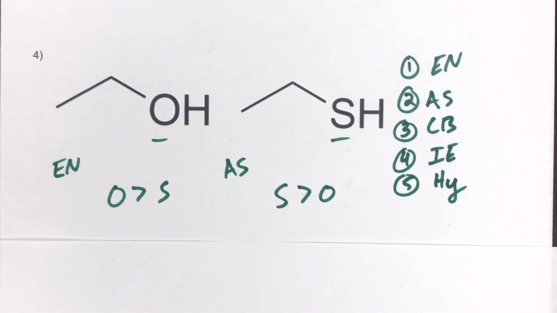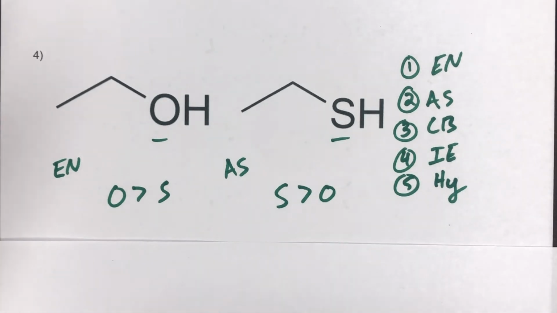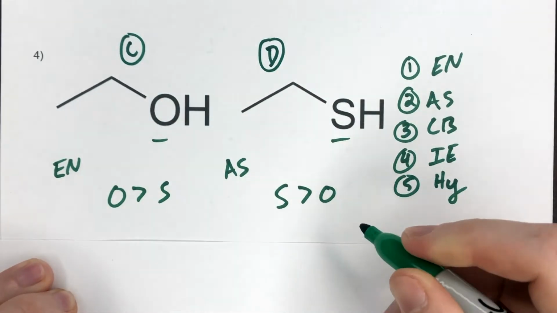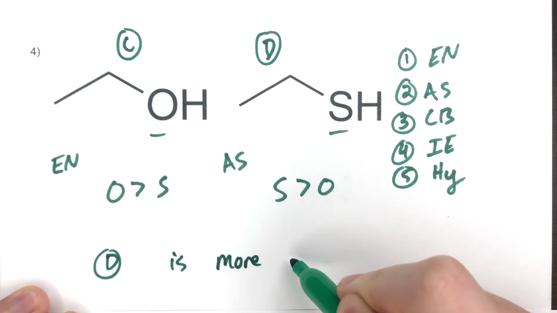Okay, so now this question essentially becomes: is the electronegativity difference more significant or the atomic size difference more significant? As I introduced in the atomic size portion of this video, if there is a difference in atomic size, that is a stronger indicator of acid strength than electronegativity, when you're talking about the atom bound directly to the proton. So what this tells us is atomic size essentially wins. So D then is more acidic than C.